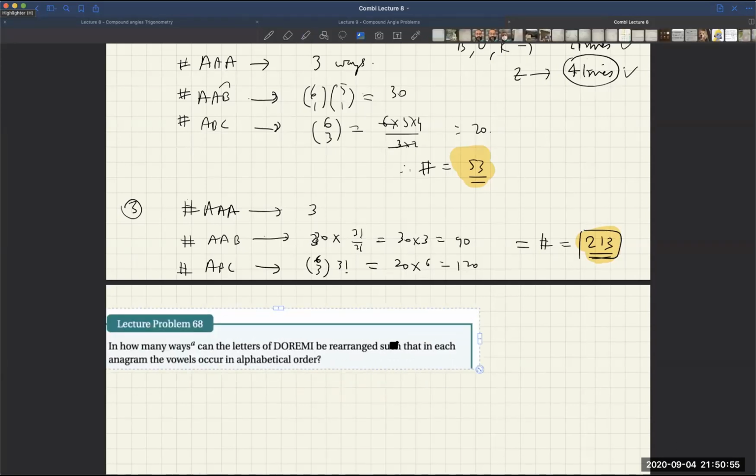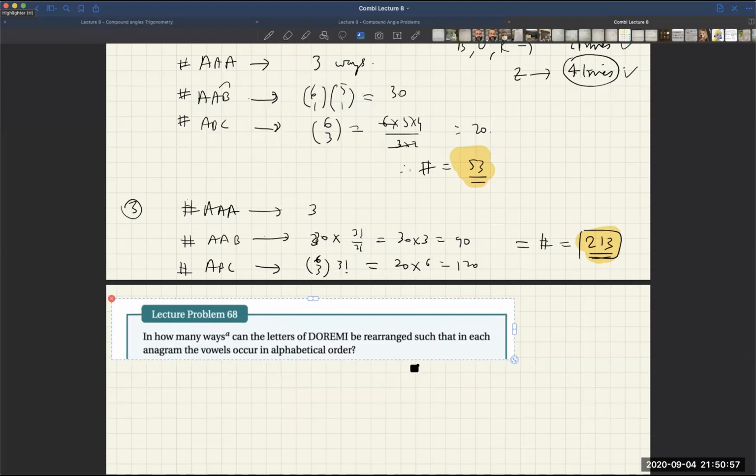Try this now. Come on, try this problem. In how many ways can the letters of DO RE MI be rearranged such that in each anagram the vowels occur in alphabetical order? The vowels occur in alphabetical order. That is what they are saying.